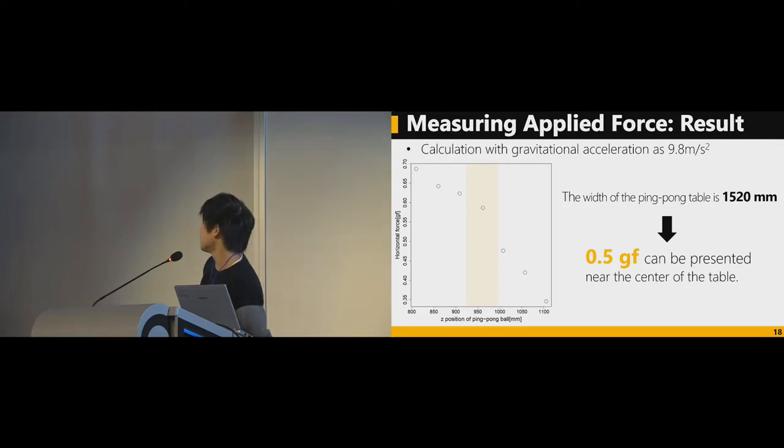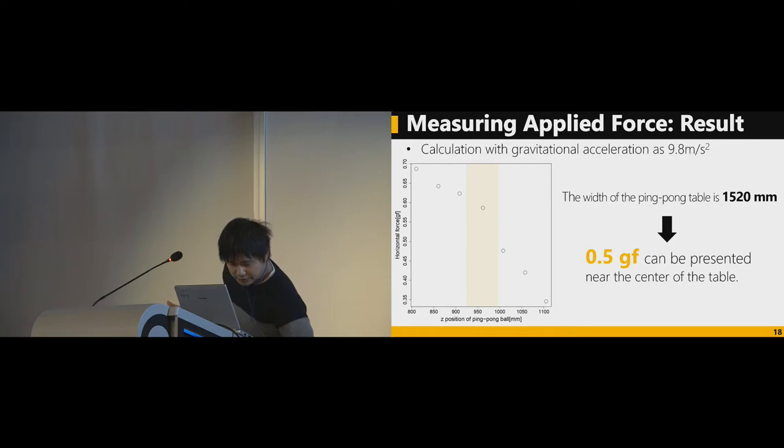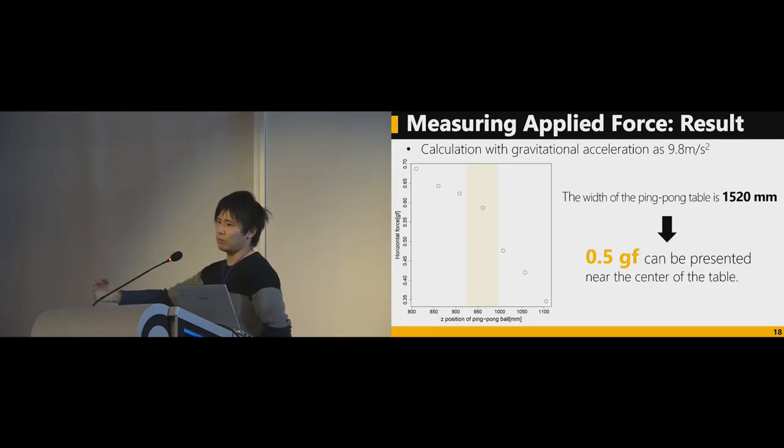So this is the result. The x-axis shows the z position of the ping-pong ball, and the y-axis shows the horizontal force. The width of the ping-pong table is 15-20 millimeters, so we conjecture that 0.5 gram force can be presented near the center of the ping-pong table.